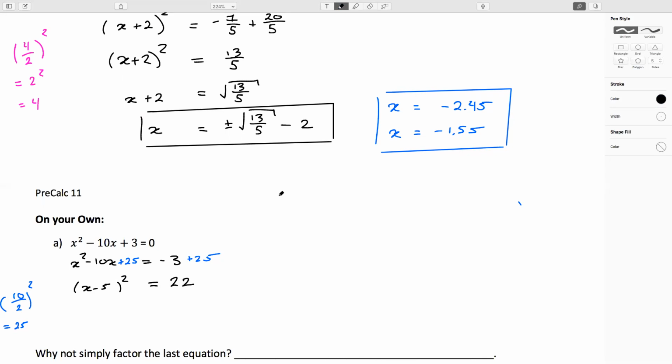We can then take the square root. X minus 5 equals the square root of 22. And we can add 5 to both sides. X equals plus or minus root 22 plus 5.